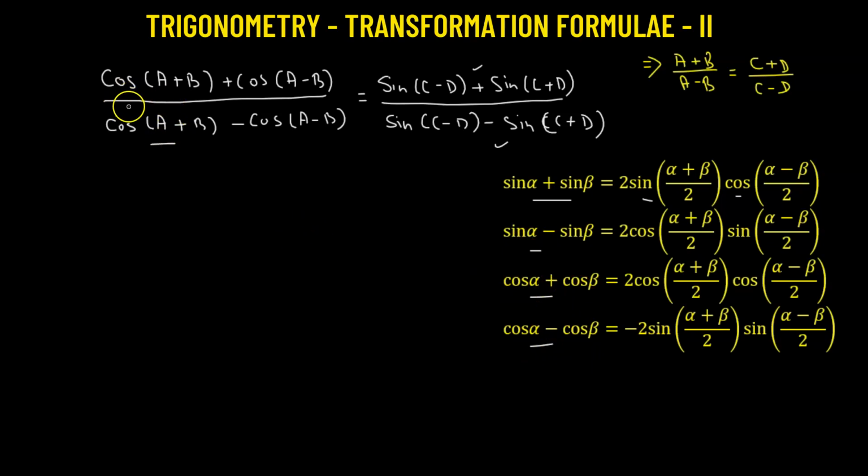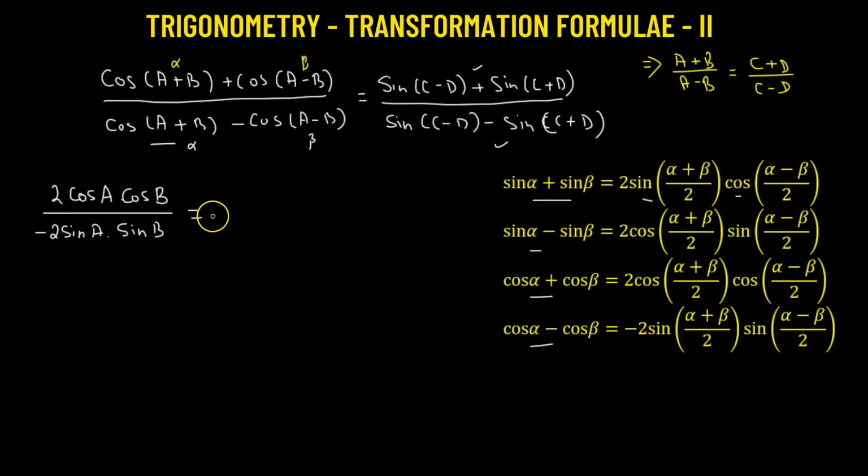Now coming to the left hand side, in the numerator we have the sum of two cosine functions. If we treat A plus B as alpha and A minus B as beta, then we have 2 times cosine of alpha plus beta over 2. A plus B added to A minus B divided by 2 gives us A. This is multiplied by cosine of alpha minus beta over 2. Alpha minus beta is A plus B minus A minus B, which gives us 2B, and dividing by 2 simply gives B. Whole divided by, now we have the difference of cosine functions in the denominator. So we have negative 2 times sine of, treating A plus B as alpha and A minus B as beta, sine A times sine B.